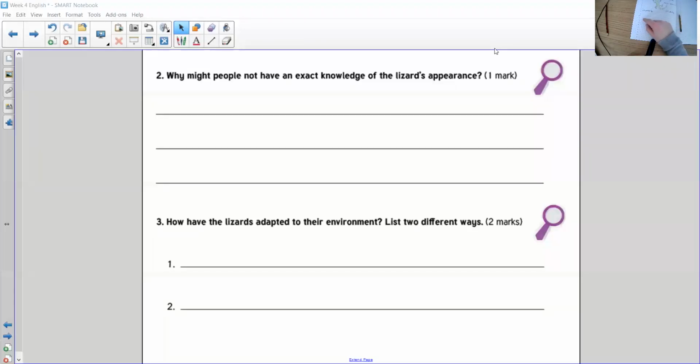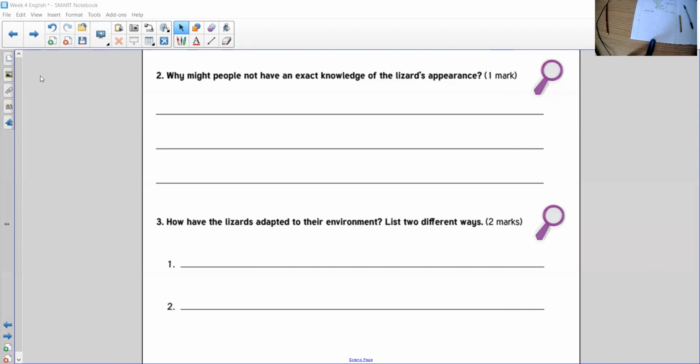So I'm going to then write your answer in there, and then question number 3 underneath. So it might be 2 or 3 lines there. Question 3 underneath. How have the lizards adapted to their environment? List 2 different ways that they've done that. So yeah, 1 mark per answer. So have a pause, answer those questions there for me, and then on the next slide I'm going to show you the answers, and then you can see how many marks you've got out of 3. Off you go.